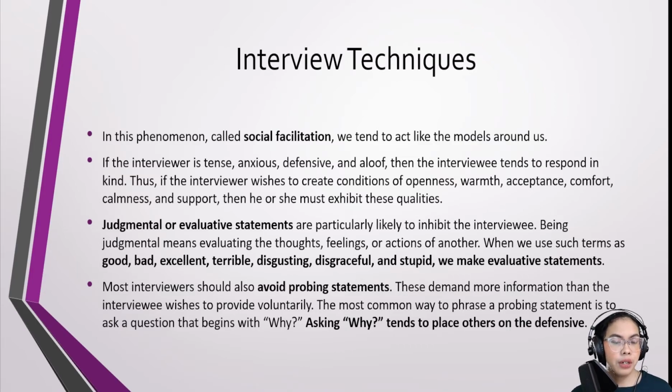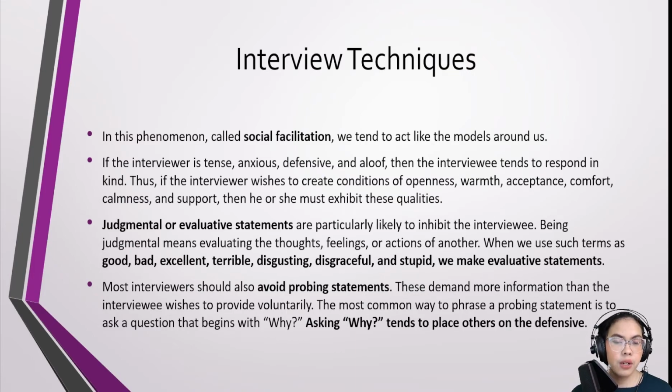In this phenomenon called social facilitation, we tend to act like the models around us. So when you say social facilitation, for example, what the patient sees in us, the patient also mirrors. If the interviewer is tense, anxious, defensive, and aloof, the interviewee also tends to respond in kind. What we want in an interview session is to create a condition of openness, warmth, acceptance, comfort, calmness, and support that he or she must exhibit these qualities.